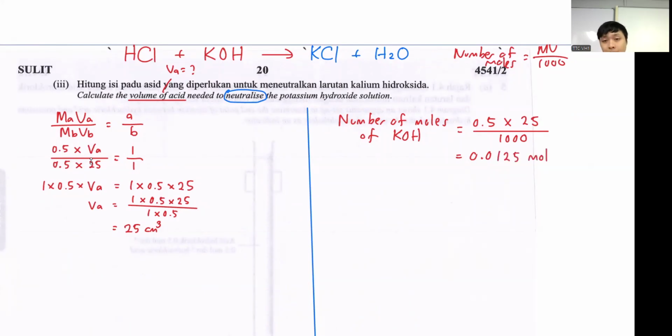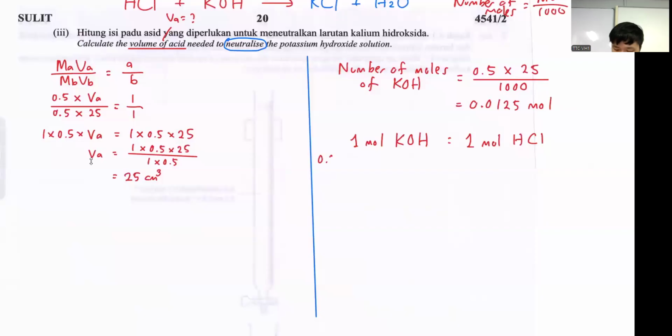It is right. Then you do the ratio. Then you write the ratio from KOH to HCl, 1 mole of KOH to 1 mole of HCl. That's why if I got 0.0125 mole KOH, I will also get 0.0125 mole HCl. And then I use this mole to find the volume of acid.